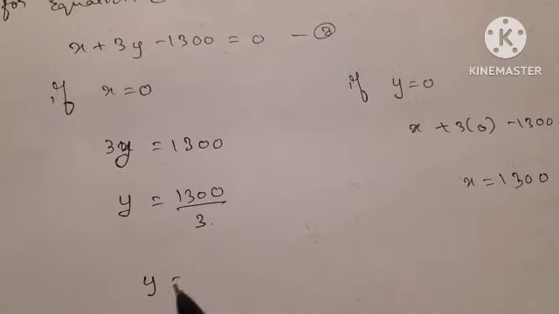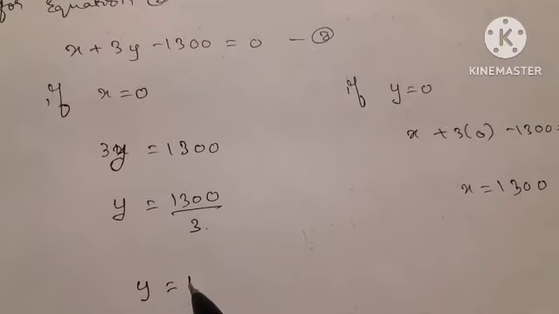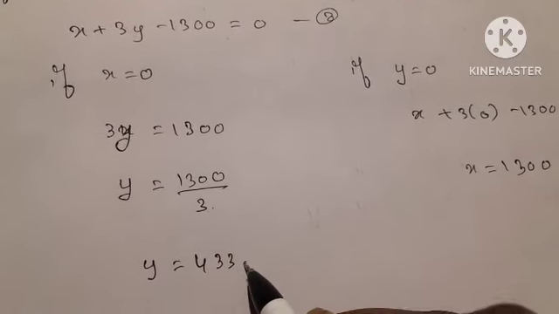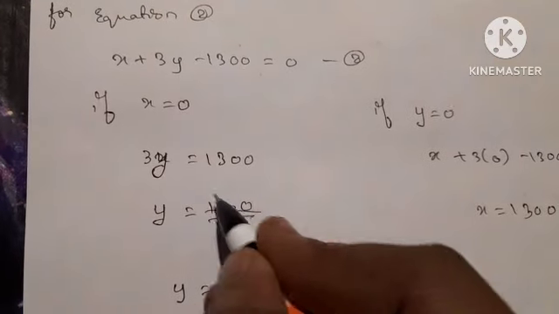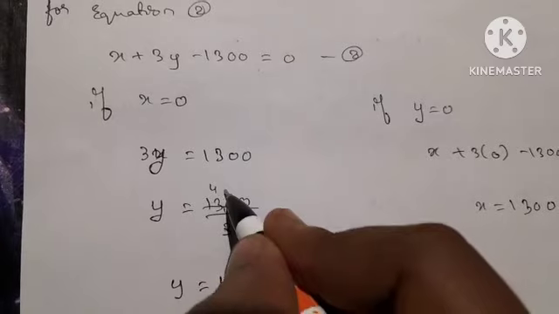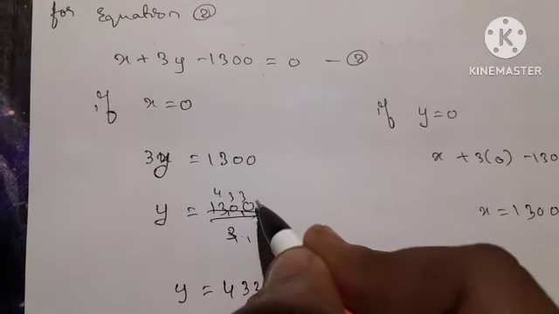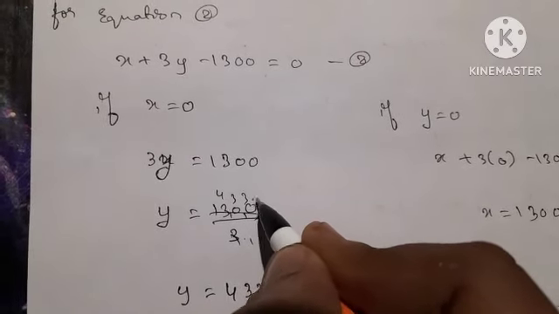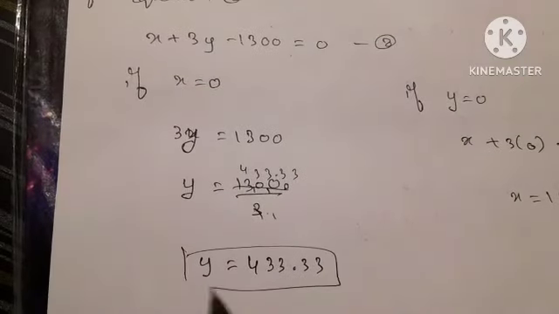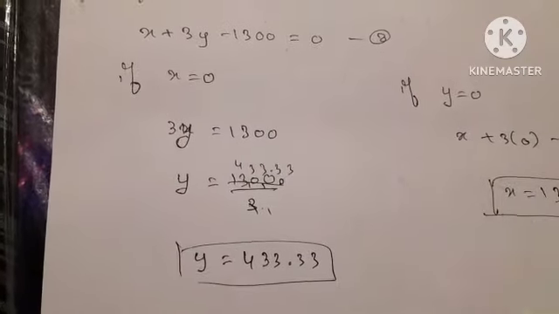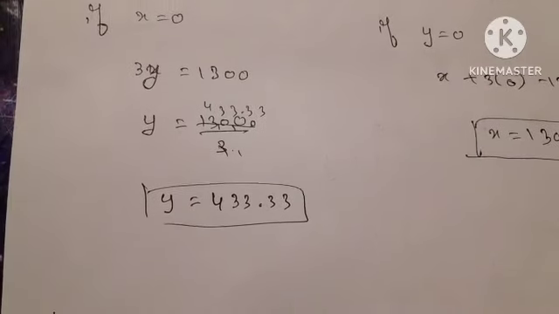So this we can write as 433.33 when we divide. So we get two values here again. So let us mark the points.